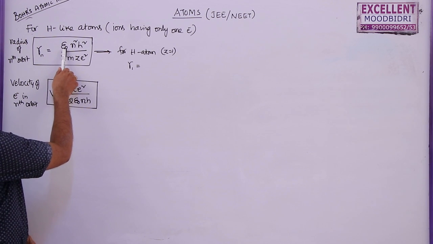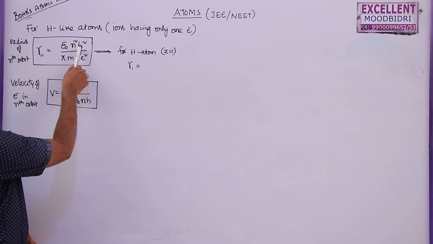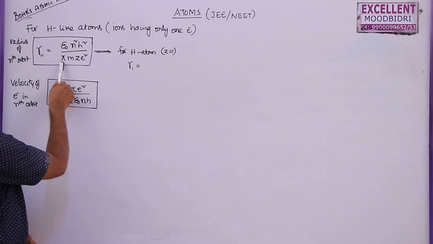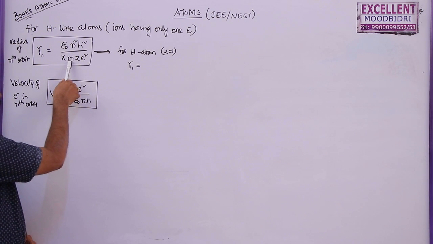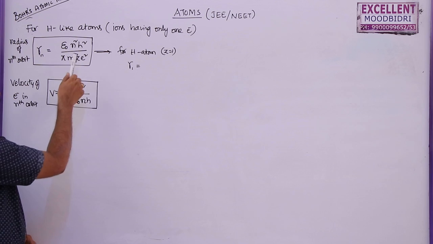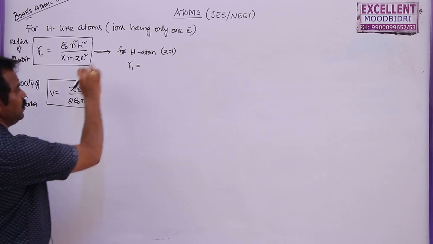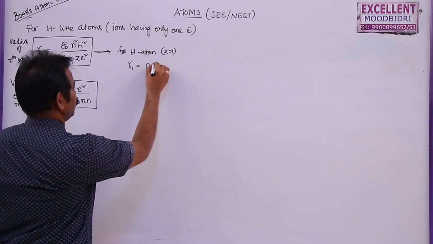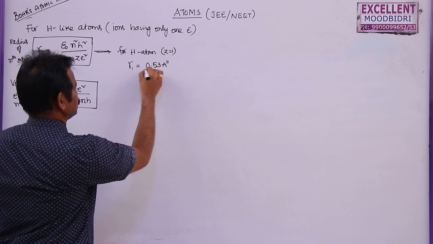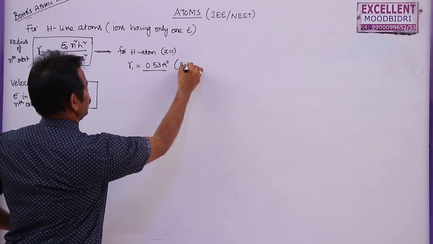Epsilon naught is 8.85 into 10 power minus 12. n is equal to 1. h is equal to 6.6 into 10 power minus 34. Pi is equal to 22 by 7. m is the mass of the electron, 9.1 into 10 power minus 31. Z is equal to 1 for the hydrogen atom. e is equal to 1.6 into 10 power minus 19. If you put all these values, you will get 0.53 angstroms. And this is called Bohr's radius.